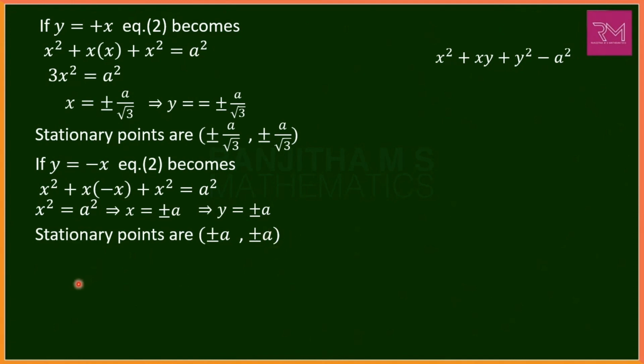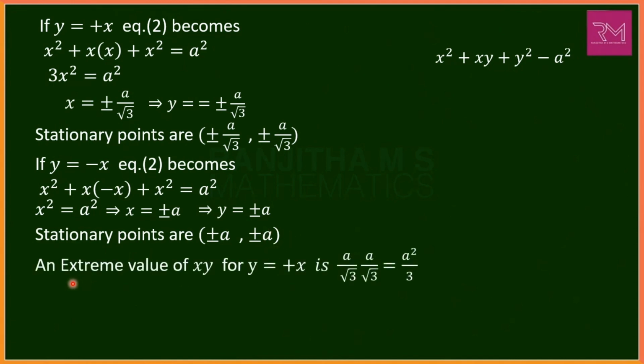After obtaining the stationary points, we have to find the extreme value of the function xy for y is equal to plus x. For the case y is equal to plus x, substitute x value as a by root 3, y value as a by root 3, we get a by root 3 into a by root 3 is a square divided by root 3 whole square, which is 3. Hence we get the extreme value for y is equal to plus x as a square by 3.